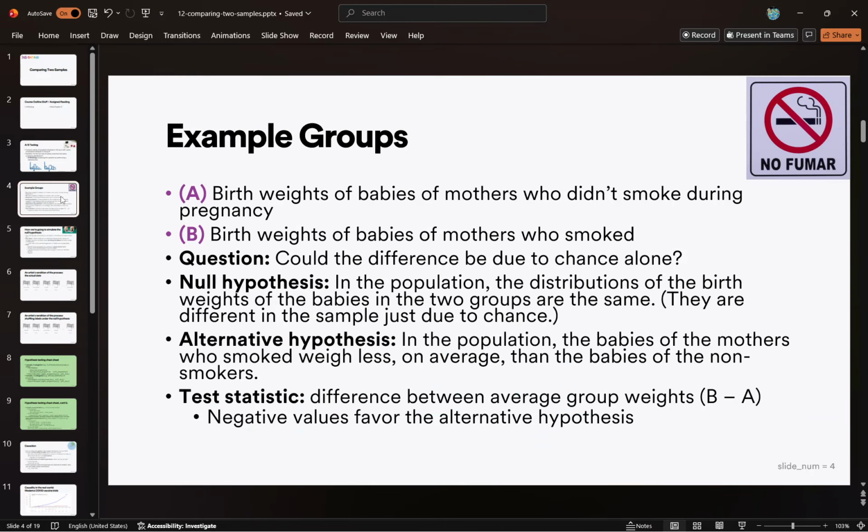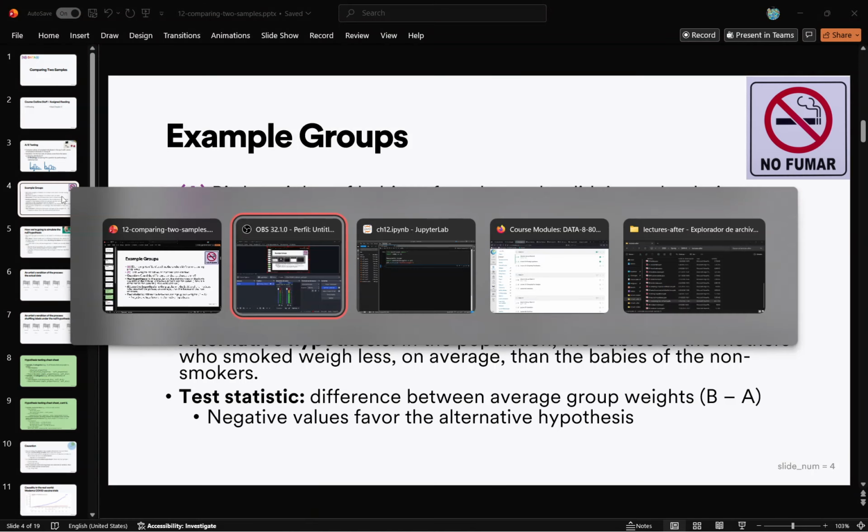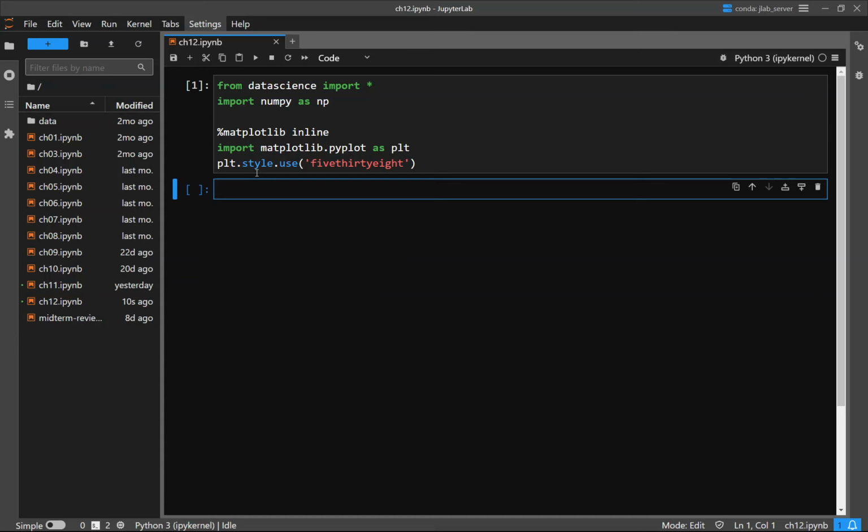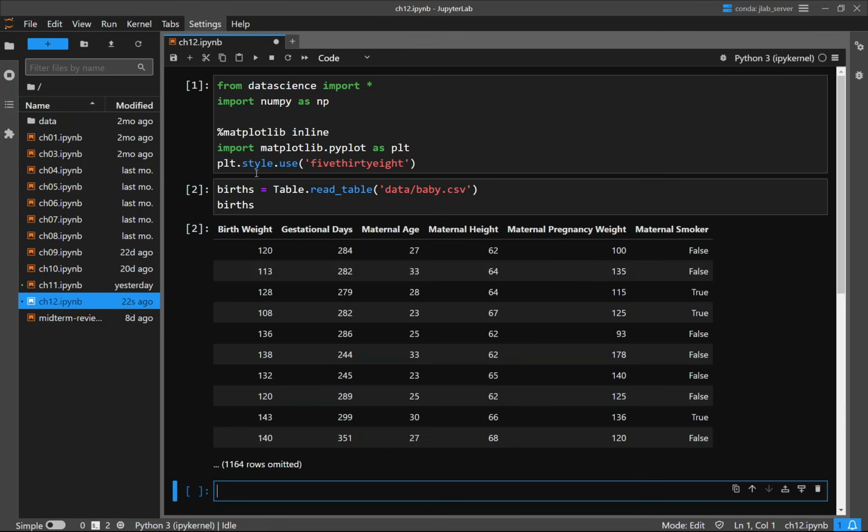I have an unfortunate example. We've got some data from the real world. Somebody did a study back when this was unfortunately a thing. We've got a data set of mothers and the babies that were born to them, and we have some information on each of the mothers and the babies. So let me read in that table called baby.csv. I'll call it births. And so here's information about a mother and their child.